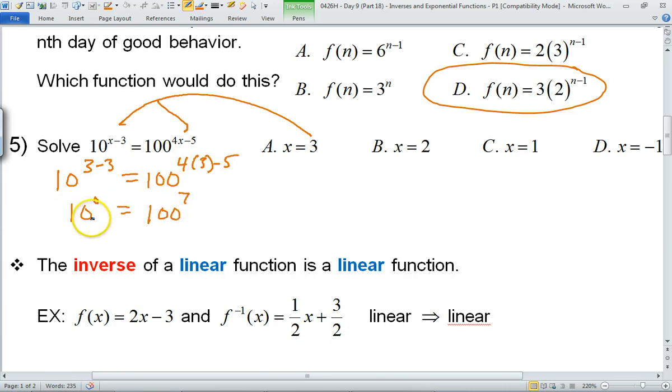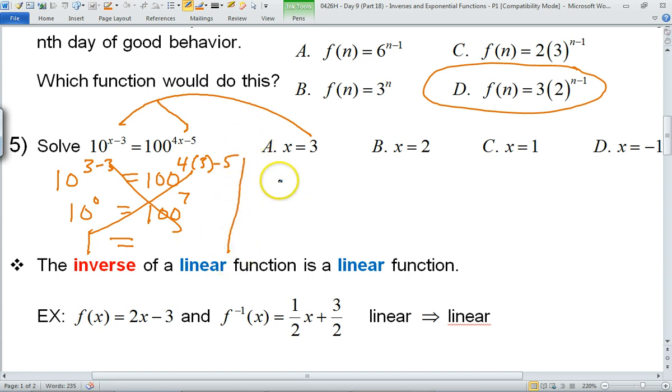You should know right now that this is not a true statement. But if you didn't, you could plug them into your calculator. What's 10 to the 0 power? Anything to the 0 power is 1. 100 to the 7th power is going to be a really big number. It's not going to be 1, so it's definitely not A. So you see what I mean? I could plug these in one by one until I find the right answer.